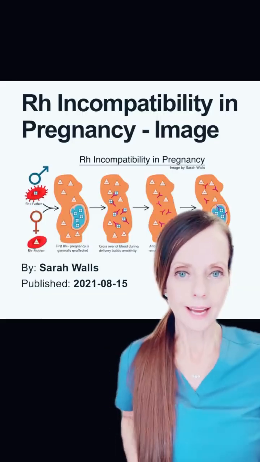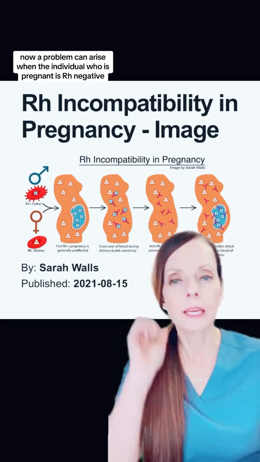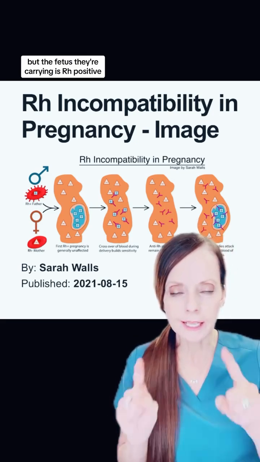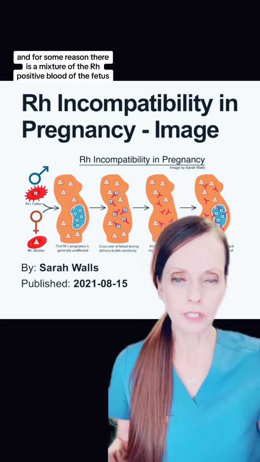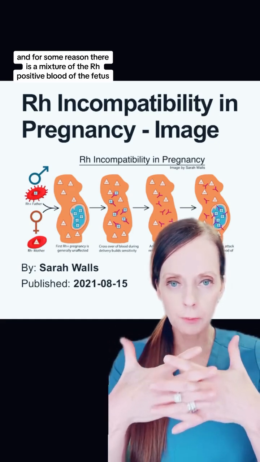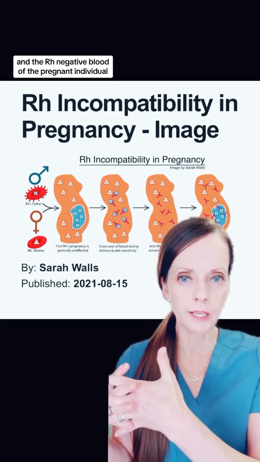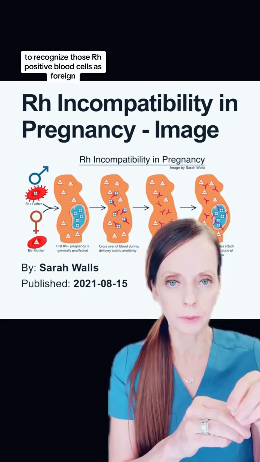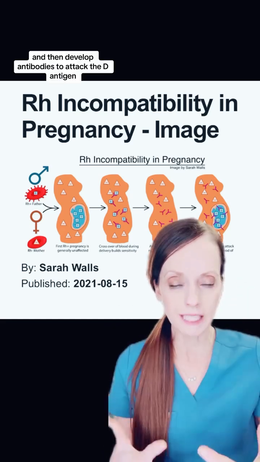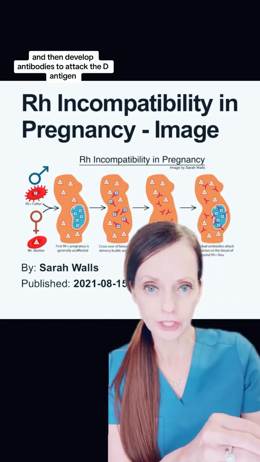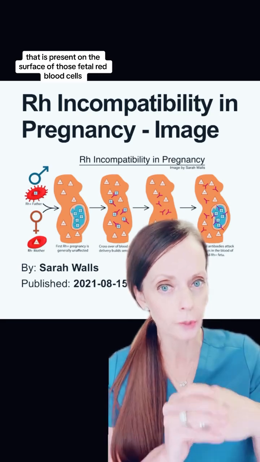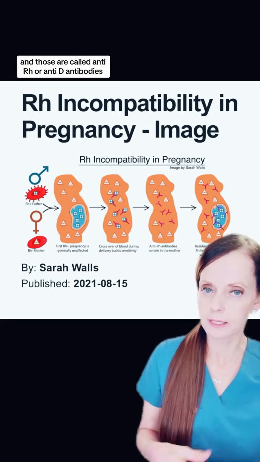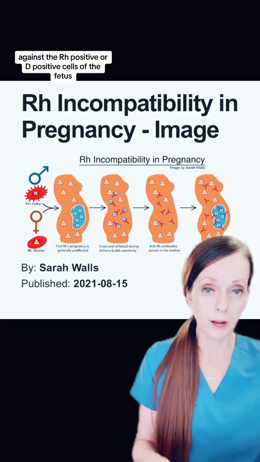Now, a problem can arise when the individual who is pregnant is Rh negative, but the fetus they're carrying is Rh positive. If for some reason there is a mixture of the Rh positive blood of the fetus and the Rh negative blood of the pregnant individual, that can cause the pregnant individual to recognize those Rh positive blood cells as foreign and then develop antibodies to attack the D antigen that is present on the surface of those fetal red blood cells. And those are called anti-Rh or anti-D antibodies against the Rh positive or D positive cells of the fetus.